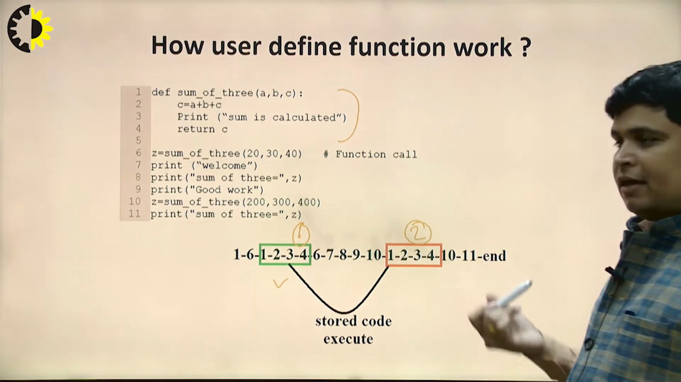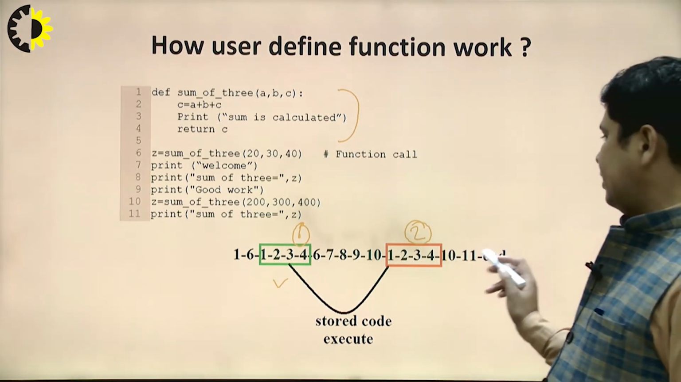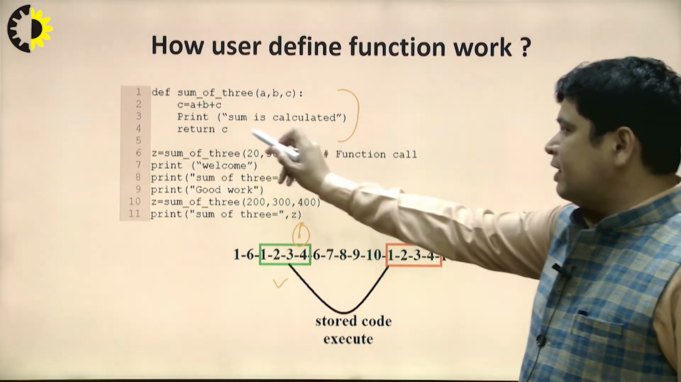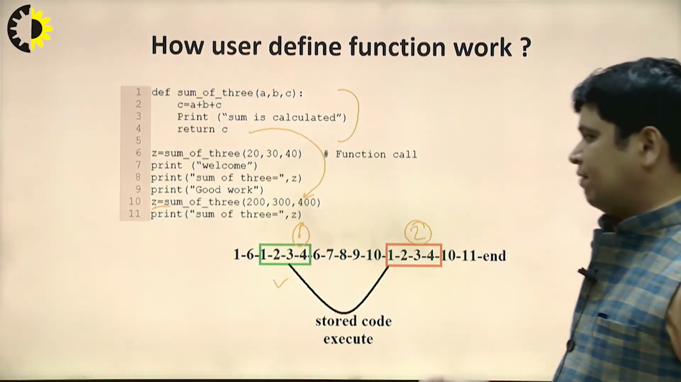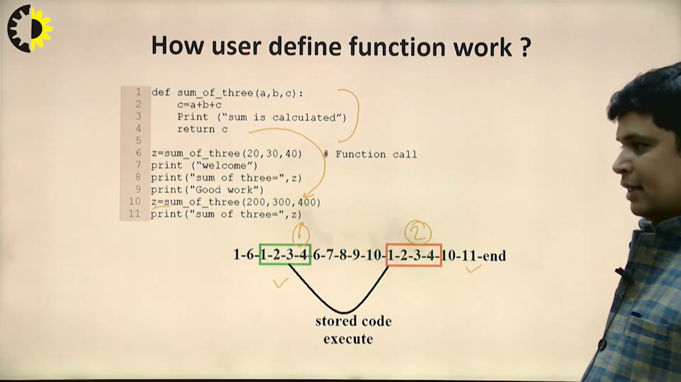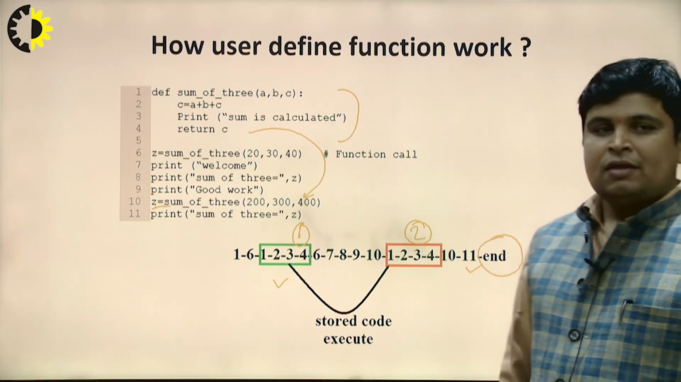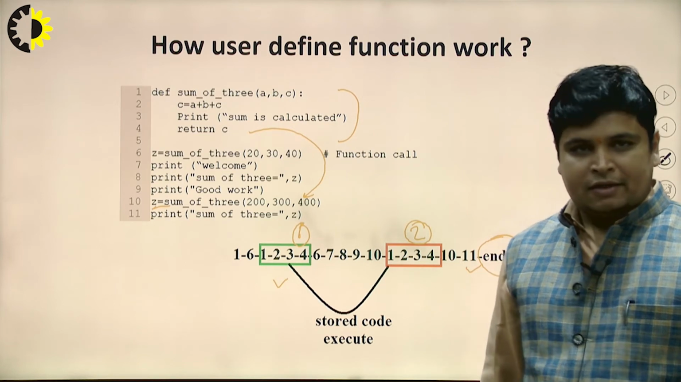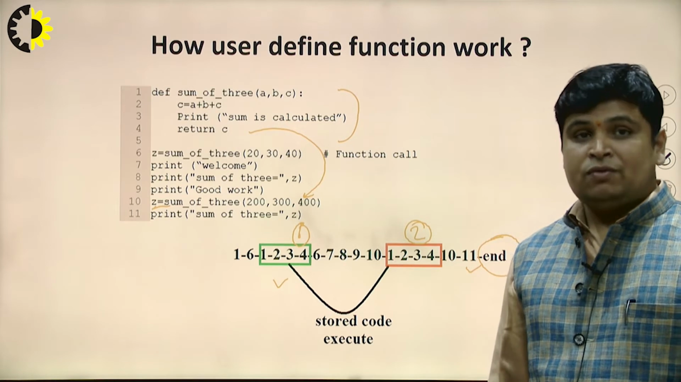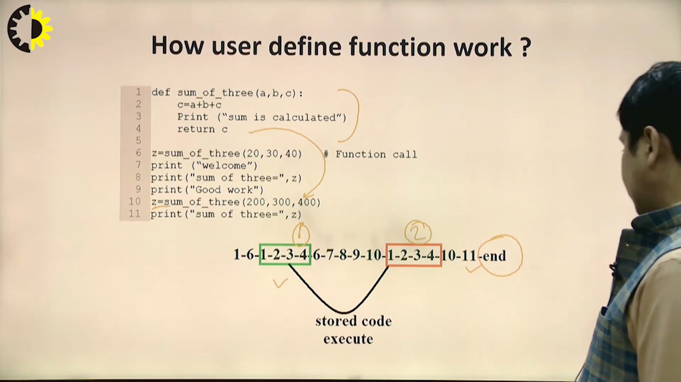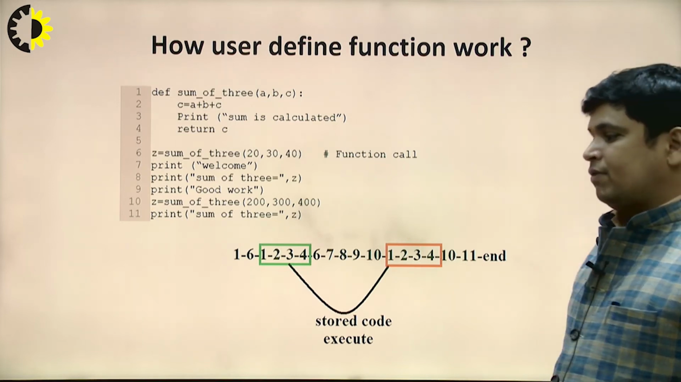Okay, then again lines 1, 2, 3 and 4 will be executed, and then control moves again to the return statement, and finally the 11th line will be executed, and after this line is executed, the code will be terminated. So this is the working, and this is how the user defined function works.